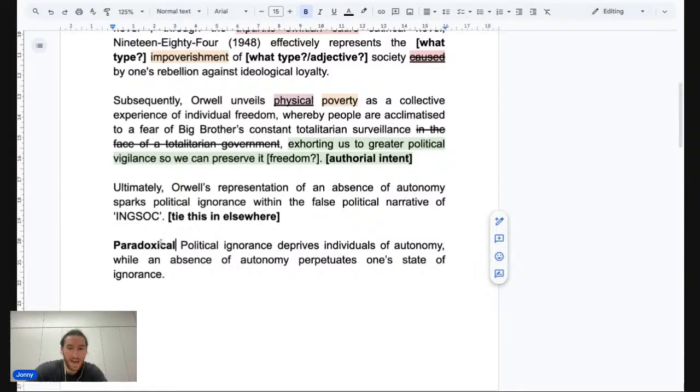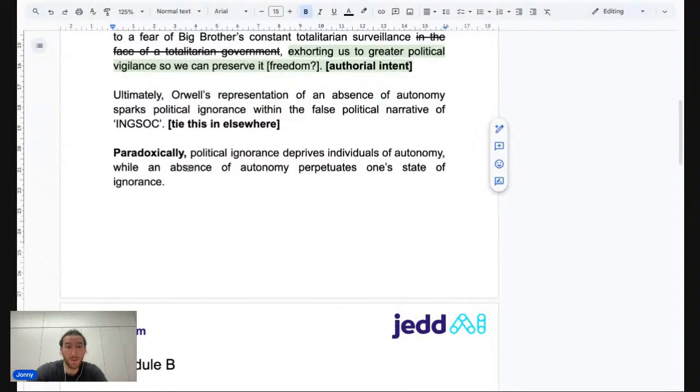And that could help you separate yourself if you can really engage with the question on that level, where you're actually able to point out a paradox. You're pointing out a paradox about the concept of political ignorance, which was one of the key terms of the question. Political ignorance deprives individuals of autonomy, while an absence of autonomy perpetuates one's state of ignorance.